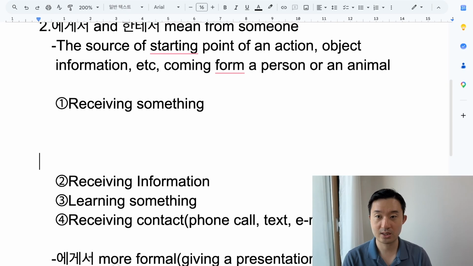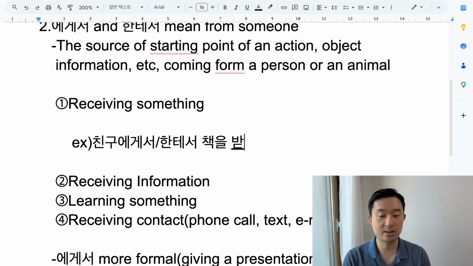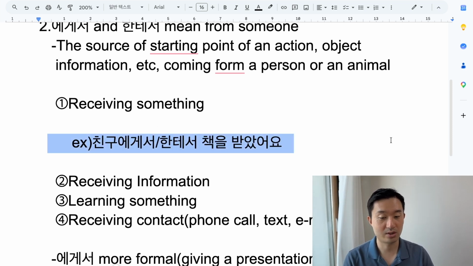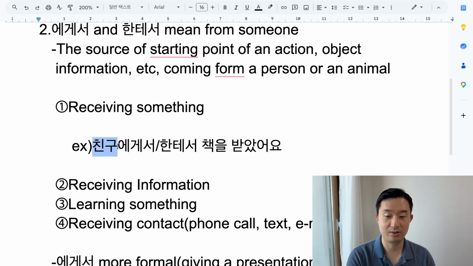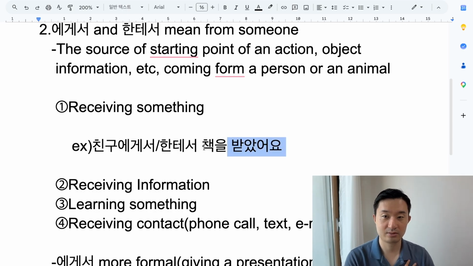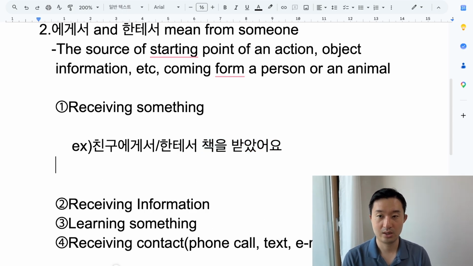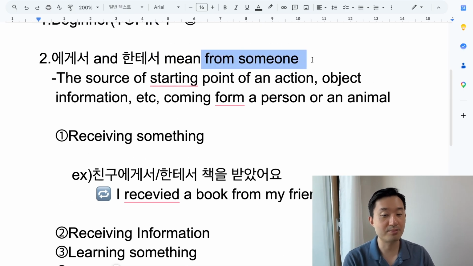For the first one, I can say 친구에게서 or 한테서 책을 받았어요. So what does that mean? 친구에게서 or 한테서, from a friend, right? From my friend 책을 받았어요, I received a book. So that's why it becomes I received a book from my friend. So again, it becomes like from someone.